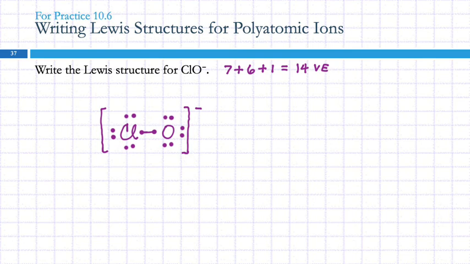So we need to put the charge on the outside. Because if we left off the brackets and the charge and somebody looked at that, they'd say, that's not a correct Lewis structure because chlorine and oxygen don't have that many electrons. Well, they do here because it's an ion. Where did they get that extra charge? At this point, we don't care. It came from another atom, probably a metal. Any questions?